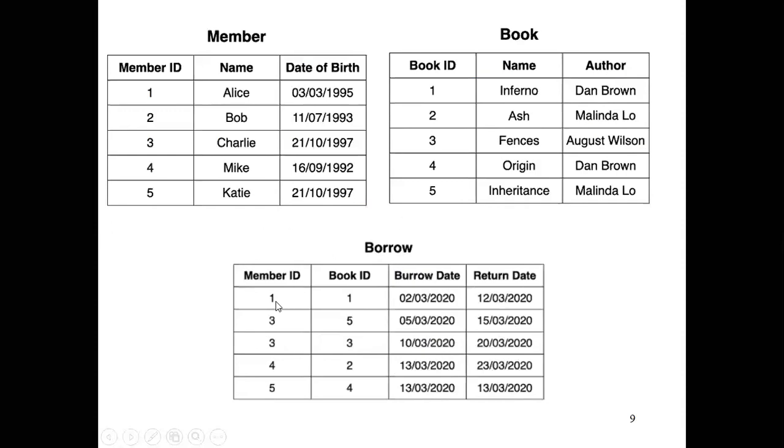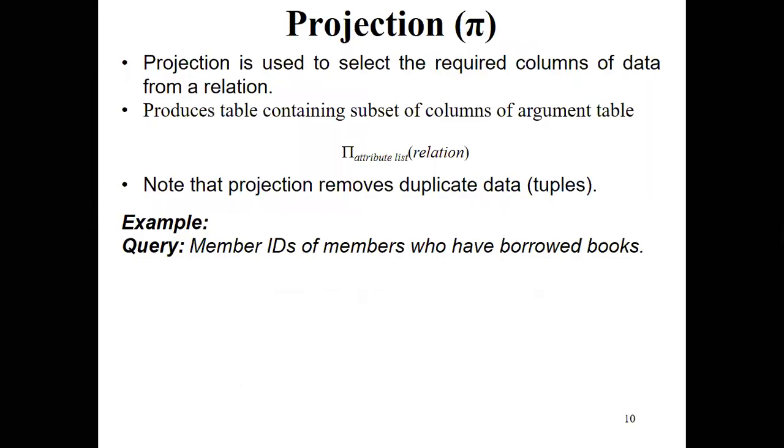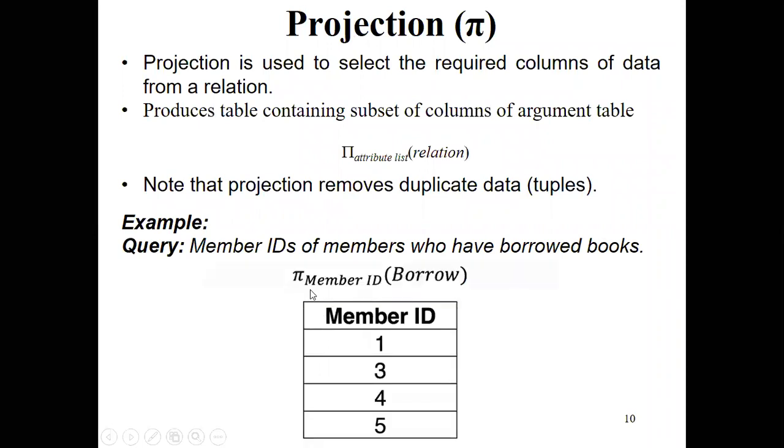So I am interested in only retrieving the member ID, right? When I want to retrieve the attribute values or column values from the relation, which operator do I have to go for? I have to go for the projection, right? So here, pi member ID borrow. Are you getting the question? Why didn't I go for the members relation? I didn't go for the members relation because it is asked who have borrowed the books. So I'll go for the borrow relation.